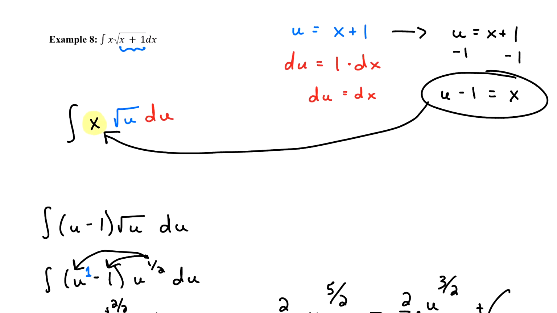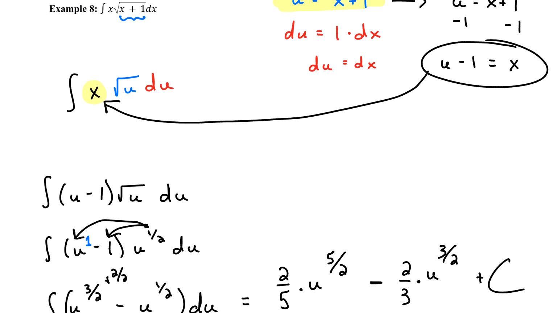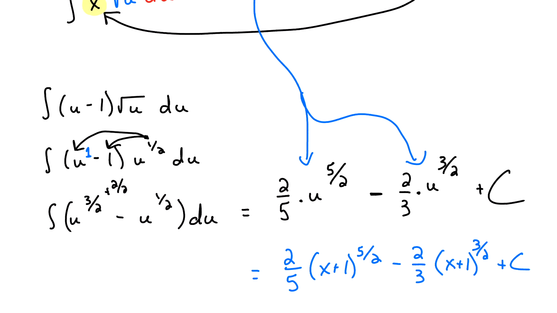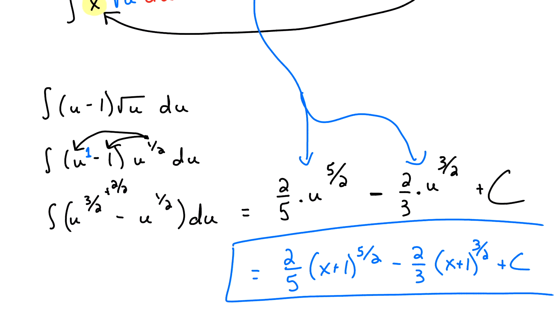The very last step, as usual, is to take this original expression in terms of x, this x plus 1, and plug that back in for our u. So we'll have 2/5 times, instead of u, x plus 1 to the 5/2 power, minus 2/3 times x plus 1 to the 3/2 power, plus c. There is our antiderivative. So be on the lookout for problems like this.